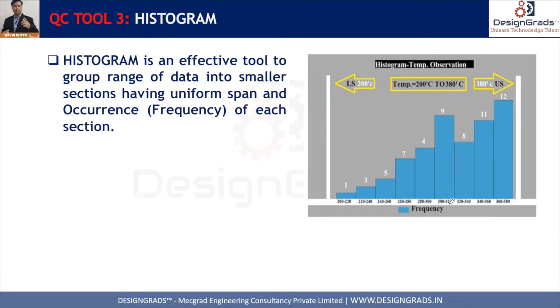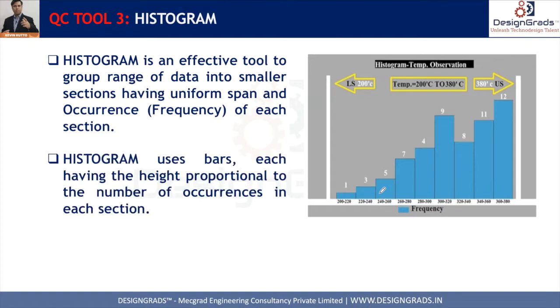Histogram is an effective tool to group a range of data into smaller sections, and they should have uniform span. That means 200 to 220, 220 to 240. So they have uniform span, otherwise it will be very difficult to compare. And then we are going to list down their occurrences, which is called frequency. Frequency is nothing but how many parts or how many incidences happen during that particular span.